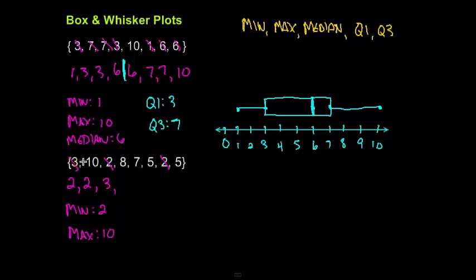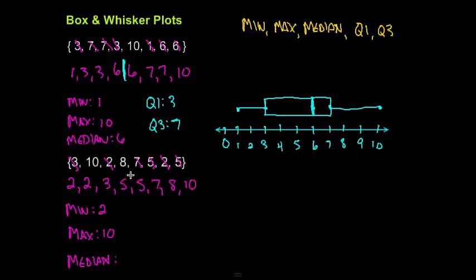Let's see, next smallest is 3. Then we've got a 5 and a 5. Then 7, 8, and 10. Okay, so the median, remember again, the median is the middle value of our set when it's in order. So let's see, 1, 2, 3, 4, 5, 6, 7, 8 values in this data set again.